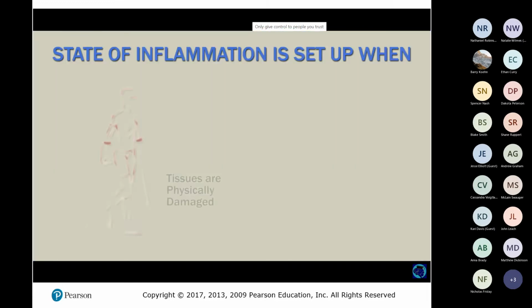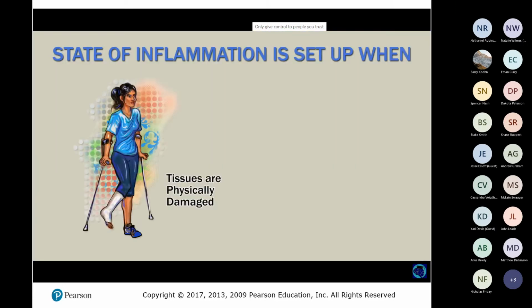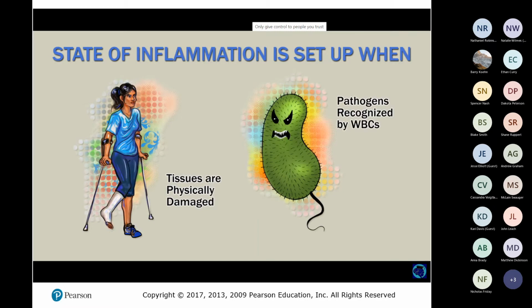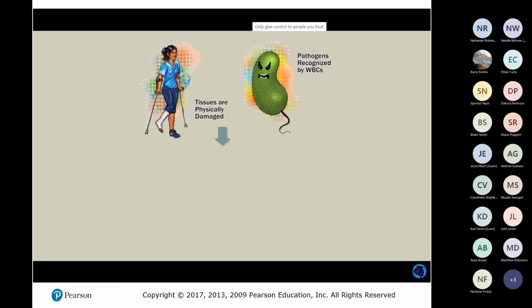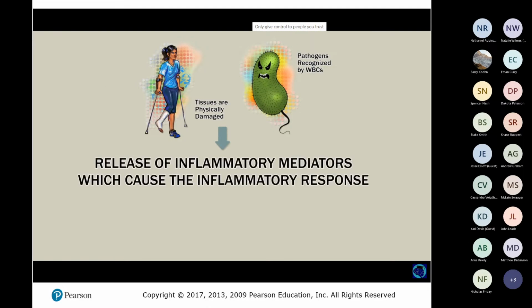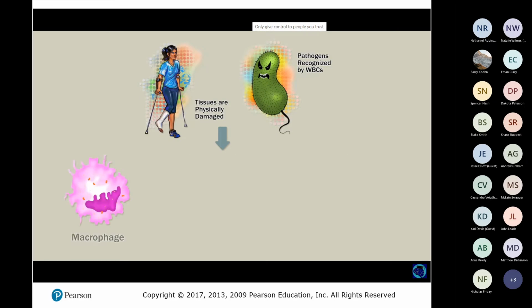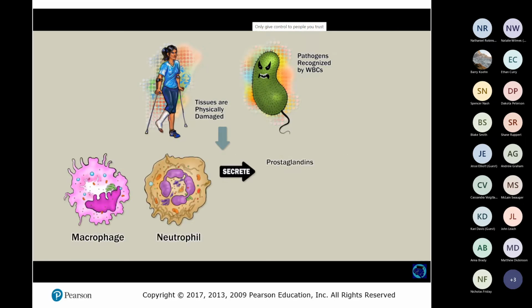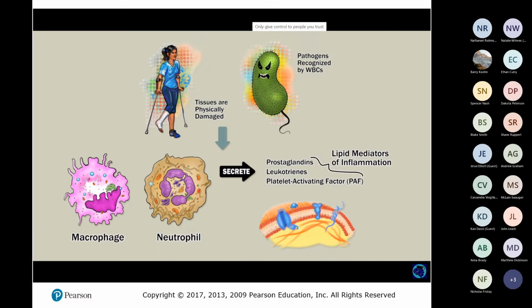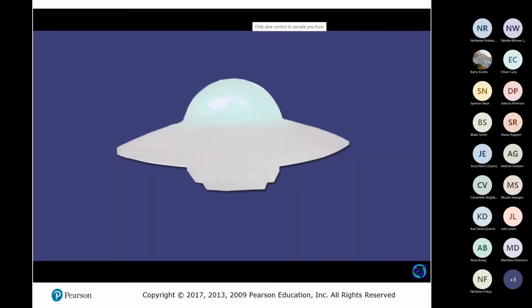The state of inflammation is set up when tissues are physically damaged, or when pathogens are recognized by macrophages and later by other white blood cells. Either of these circumstances induces the release of a variety of inflammatory mediators which cause the inflammatory response. Macrophages and neutrophils secrete prostaglandins, leukotrienes, and platelet activating factor, or PAF, which are lipid mediators of inflammation. These are produced rapidly because they are made from degraded membrane phospholipids.